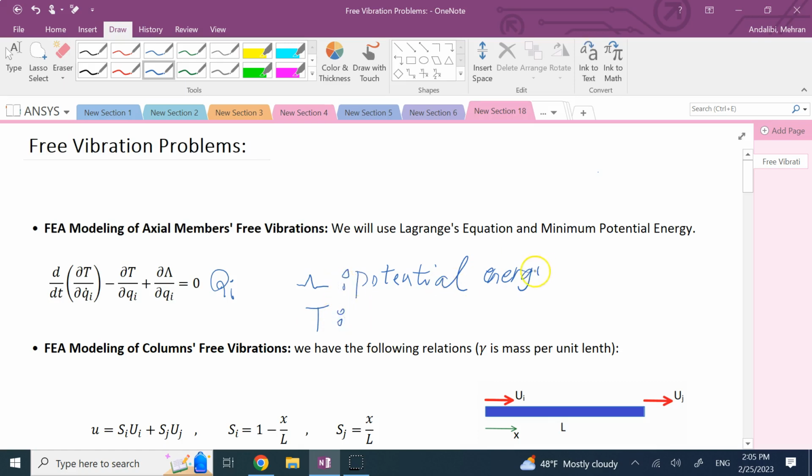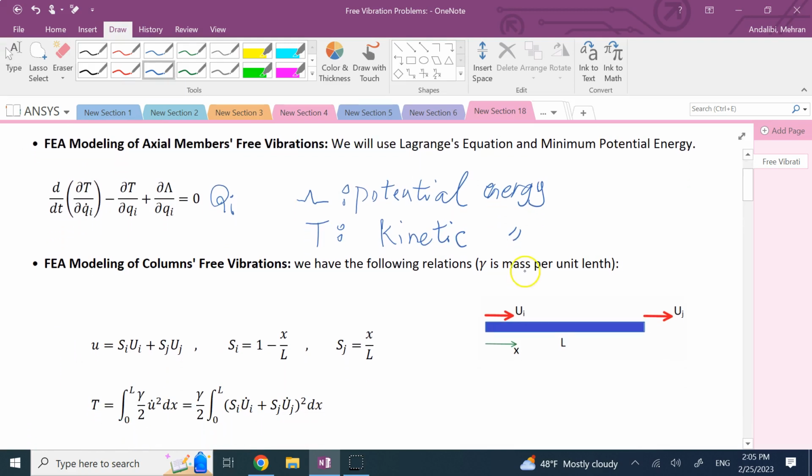So what we'll do is we start with columns, and here we have parameter gamma, which is mass per length. So gamma here is m over L. And if you remember, we only have 1 degree of freedom at each node, ui and uj.